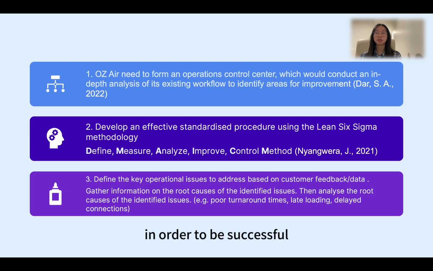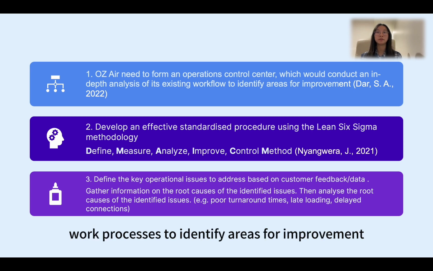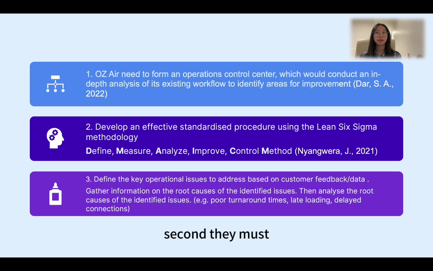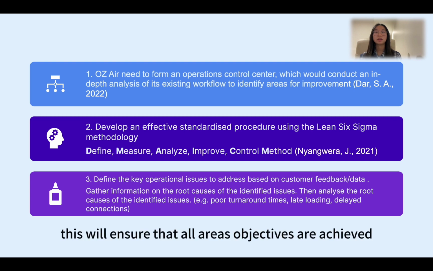In order to be successful, first, AusAir needs to form an operational control center that will conduct an in-depth analysis of the existing work processes to identify areas for improvement. Second, they must develop an effective standardized procedure using the Lean Six Sigma methods, which is define, measure, analyze, improve, and control. This will ensure that AusAir's objectives are achieved.